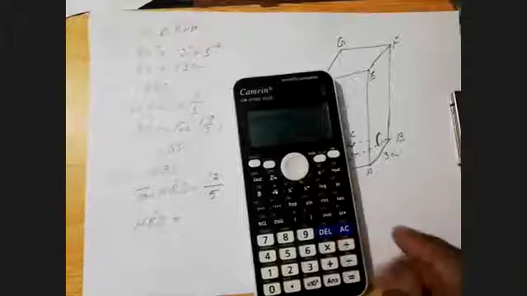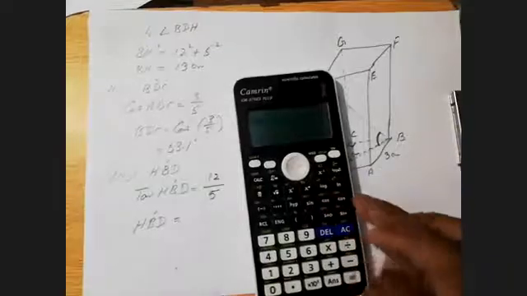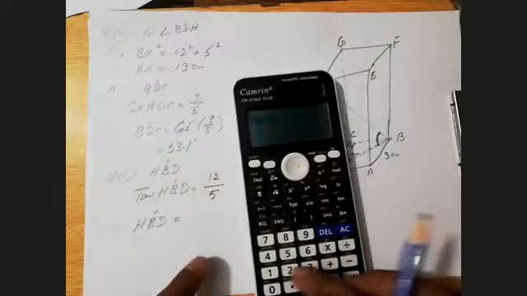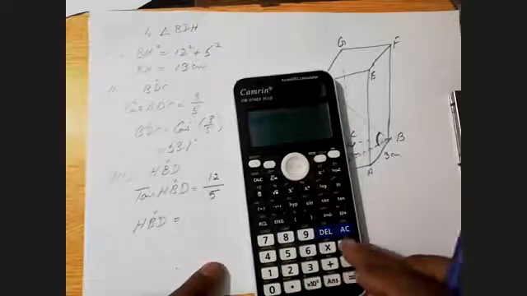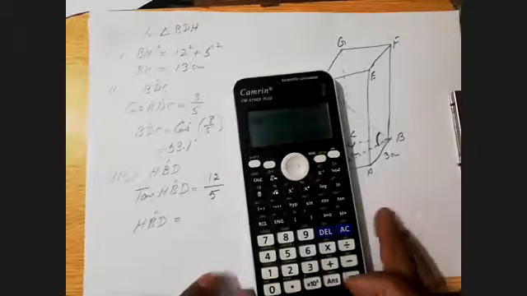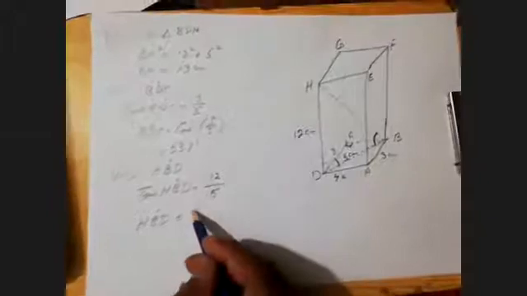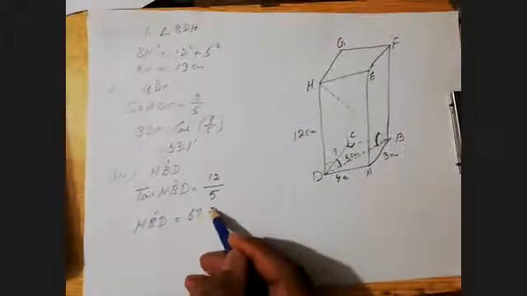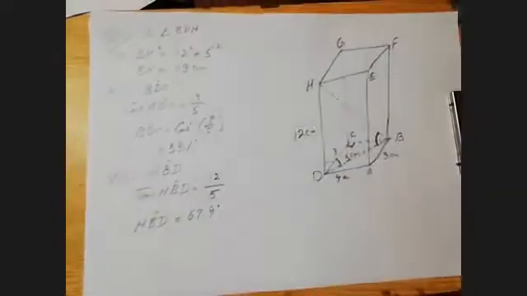Very good. Someone has already calculated. Inverse tangent of 12 divided by 5, 67.38 or 67.4. Very good. 67.4 degree after rounding it off.